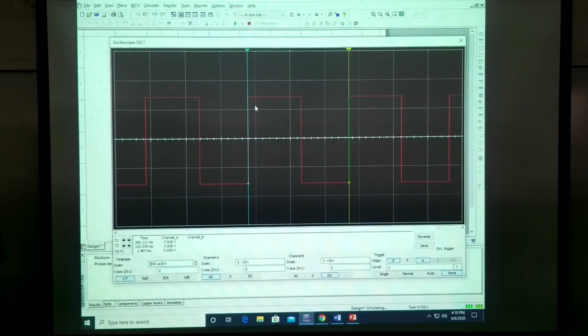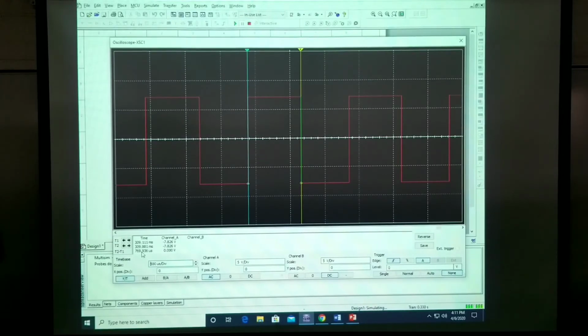So this is telling us that the total time for the wave is 1.467 milliseconds. For our duty cycle, the part of the time that is up, it's 769 milliseconds. So that's half. That's a 50% duty cycle.